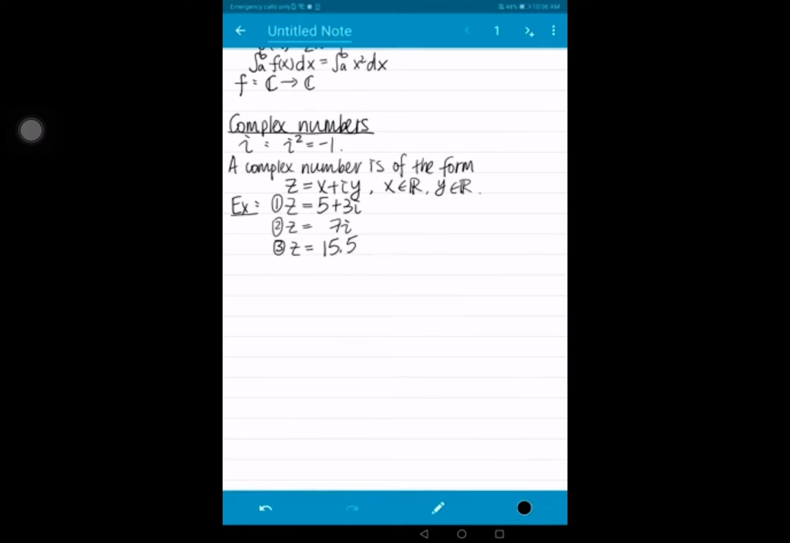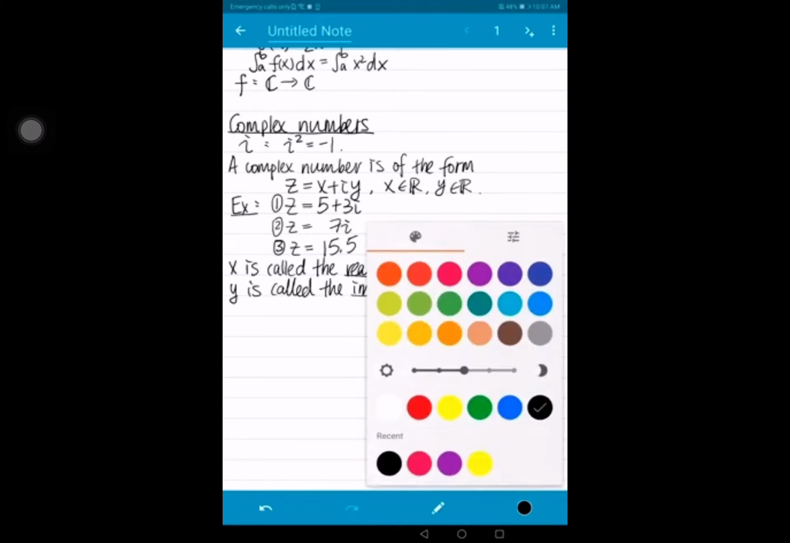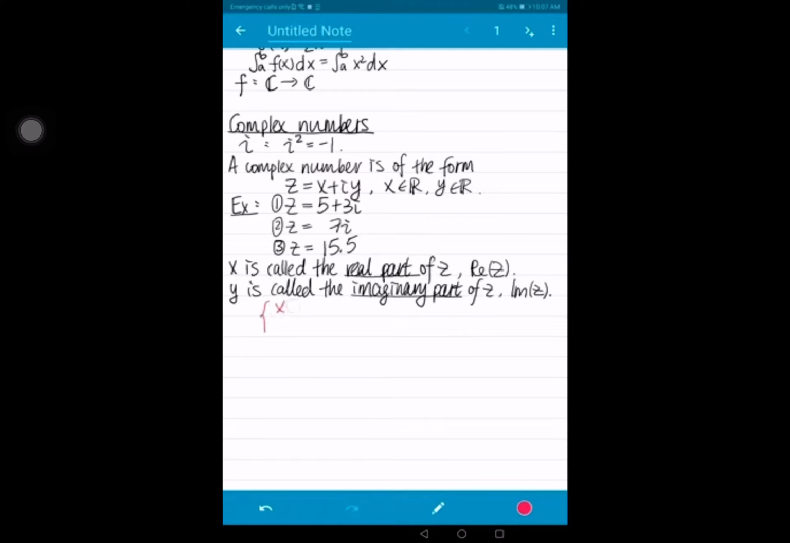So we have a name for x and y. x is called the real part of z, denoted by Re of z, and y is called the imaginary part of z, denoted by Im of z. Right, so I'll just write everything into a summary: x equals the real part of z, and y is the imaginary part of z.